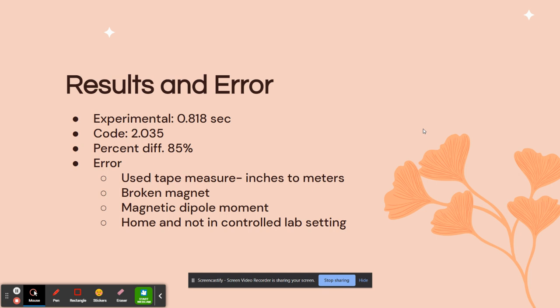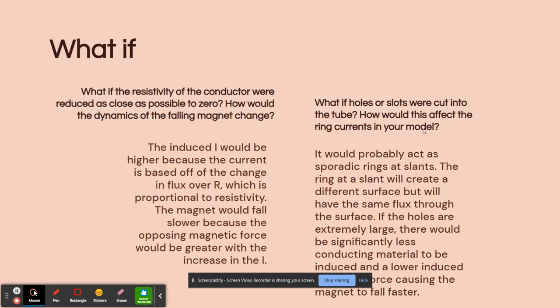I didn't have an exact weight for the magnet. So the magnetic dipole moment from lab 3 was most likely wrong. So I asked around and I used the general consensus of what the magnetic dipole moment was. I also did this at home, so it wasn't a controlled lab setting.